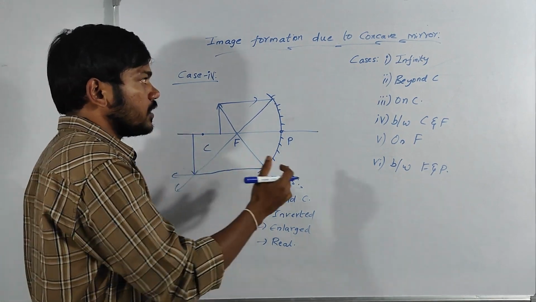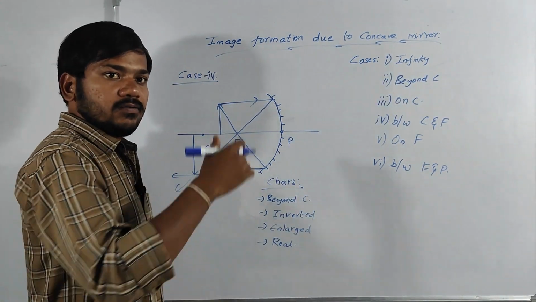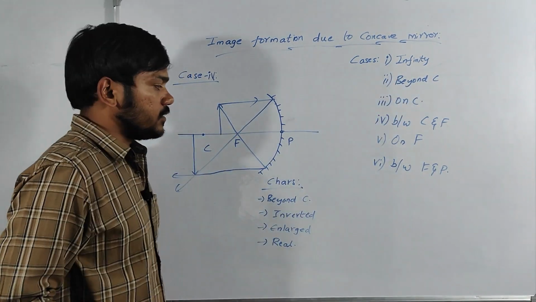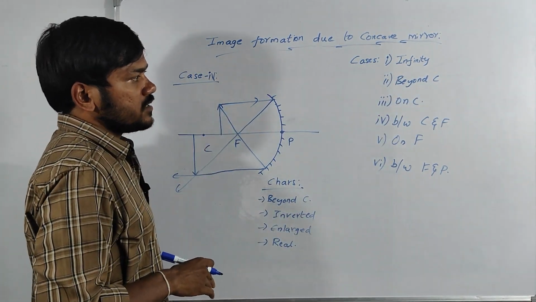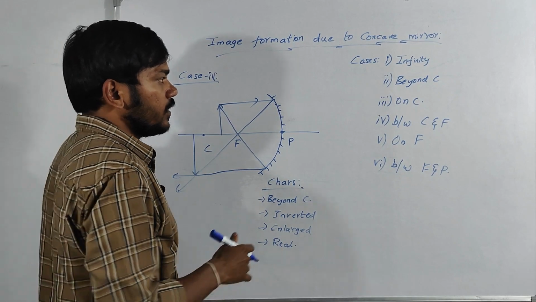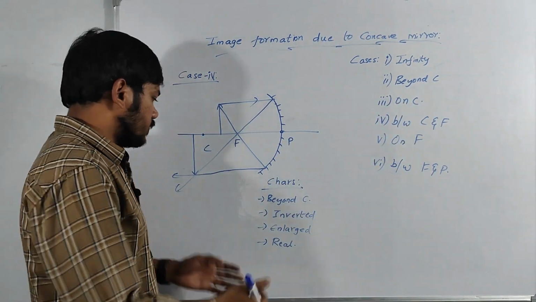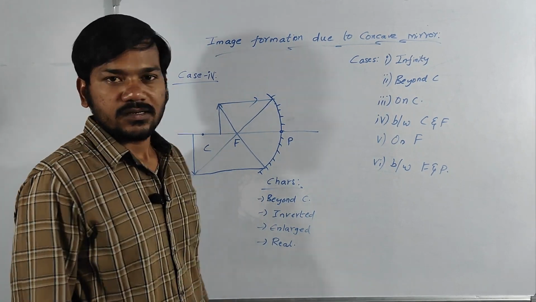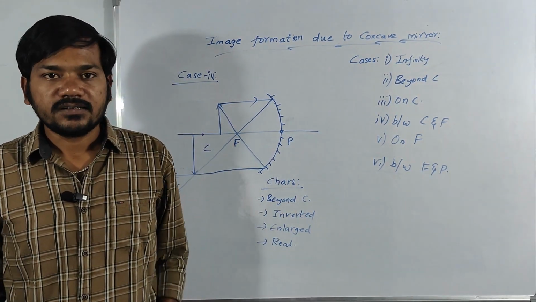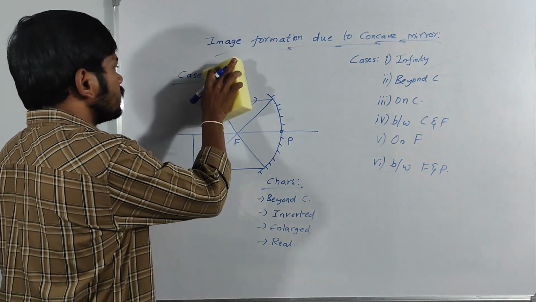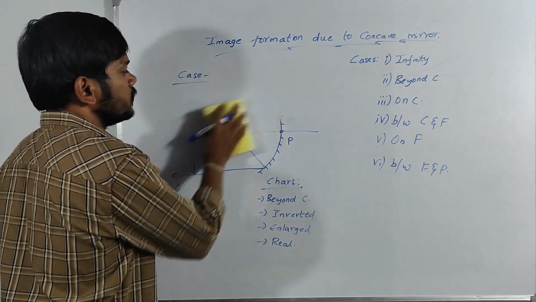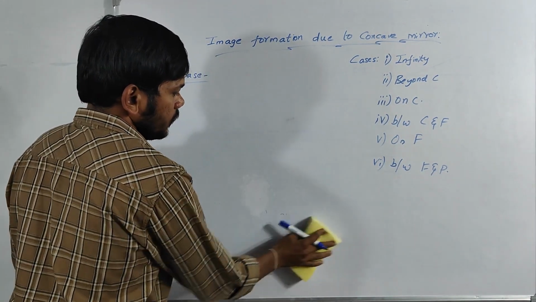No need to remember that when the object is at infinity, the image is at focus; when it is beyond C, the image is between C and F; when it is on C, the image is on C; when it is between C and F, the image is beyond C. This comes by practice. Now let us see the fifth case of image formation due to the concave mirror.